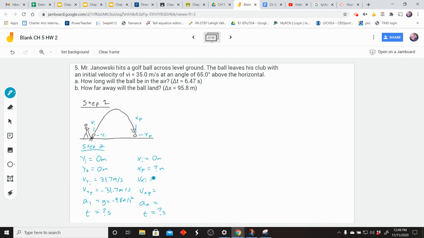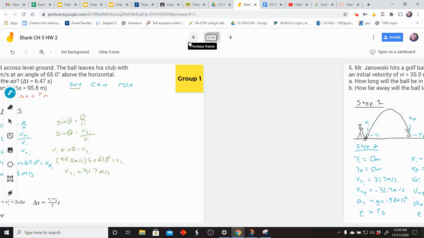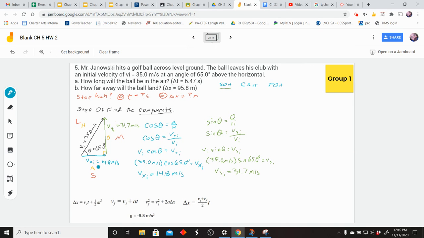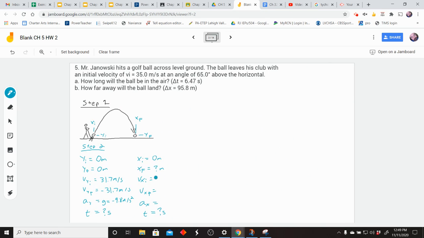Vx initial. How fast is the ball moving sideways initially? Go back to your step 0. Vx initial was 14.8 meters per second. So that's why we have that one. Nope. Writing's a little bit weird. Okay. 14.8 meters per second.